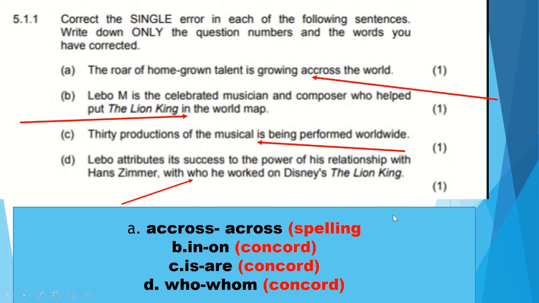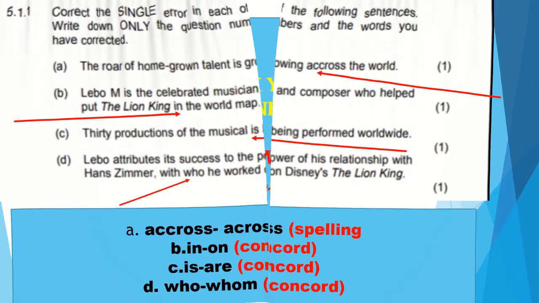So you can see that you check spelling, you check concord, you check tense, and only punctuation of an apostrophe, if it is there. Do not add an apostrophe if the apostrophe initially was not there. So if you follow the four steps, you will be able to get all the errors correct.